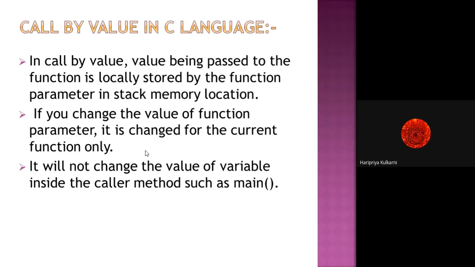There are two ways to call a function. One is call by value and the other one is call by reference. Call by value is most commonly used and call by reference is nothing but pointers. That is one of the concepts in C programming. In call by value, the value being passed to the function is locally stored by the function parameter in a stack memory location. Again understand there are two concepts, local and global variable. As the name indicates, local variable means its scope is less, global variable means its scope is more.